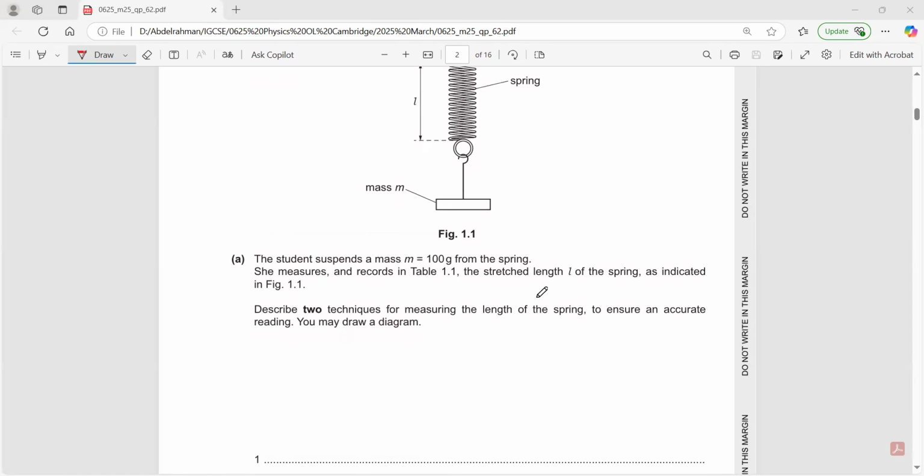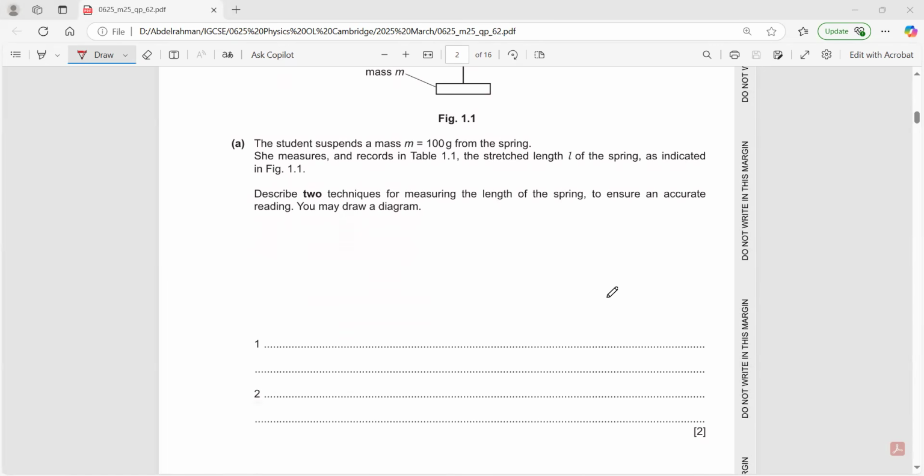Describe two techniques for measuring the length of the spring to ensure an accurate reading. You may draw on the diagram. Two of the very important techniques that we can use are to take the reading perpendicularly or to put the ruler close to the spring. Also, it could be parallel to the spring.